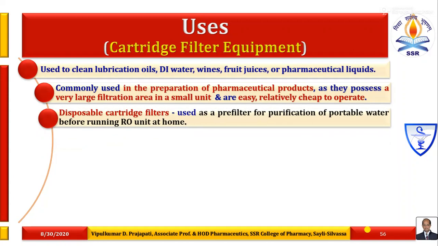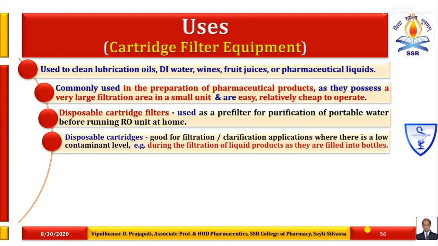Disposable cartridge filters are commonly used as a pre-filter for purification of potable water, that is raw water, in residential drinking water purpose before running the reverse osmosis unit at home. So in home we are going to use the water filtering systems, that is cartridge filter system.